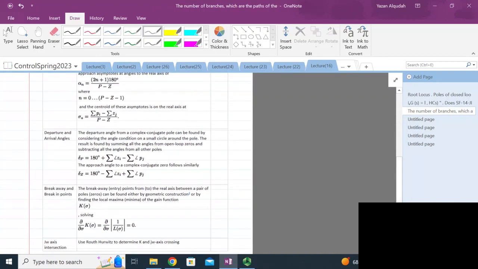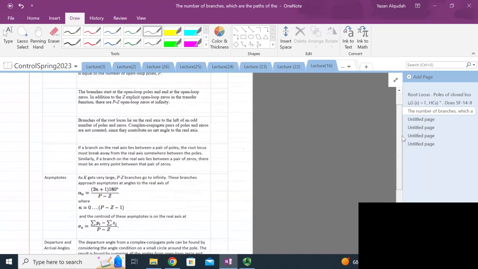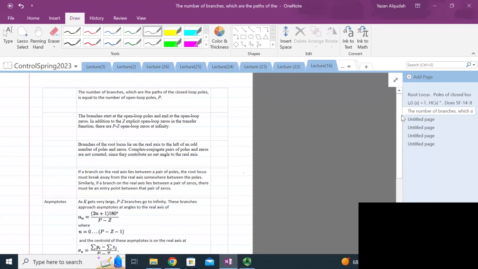Good? I mean, too many rules, but it's better to have too many rules than not enough rules. Okay. So let's see. Some of these rules we talked about in the previous class, so we're going to just go over them quickly.